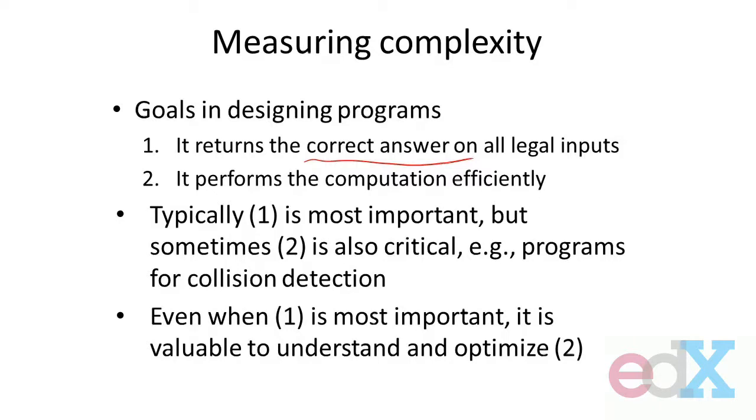Second goal can often also be, though, that we want it to perform its computation efficiently. Typically, one is more important. But there are times when that second point is also critical. For example, if we've got a program to detect collisions in aircraft or to do real-time control of traffic signals, we need it to be very efficient to ensure that it can respond before something happens in the world. As a consequence, sometimes two is really crucial. But even in cases when one is most important, it is still valuable to understand and optimize efficiency. So even if we've got code that computes the right answer, if we've got alternatives, they're going to give the same answer, but one's more efficient than another, we'd like to know about that.